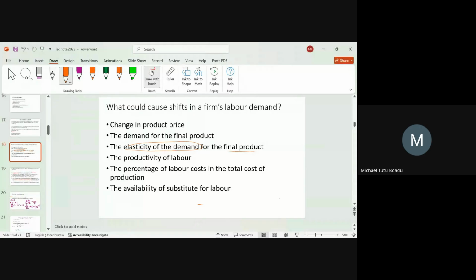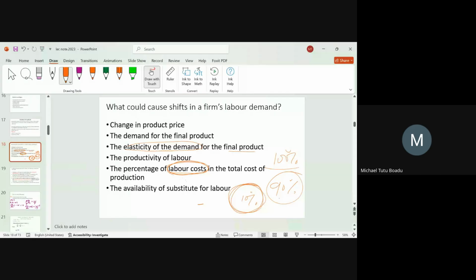Percentage of labor cost in the total cost. So if your entire cost is 100%, and labor cost alone is 90%, then it means that you will employ less labor, and that would reduce the labor demand curve. But if the percentage of labor in the total cost is 10%, it means you are incurring less when you employ labor. Labor contributes less to your cost than other factors. This will make you employ more labor, right?